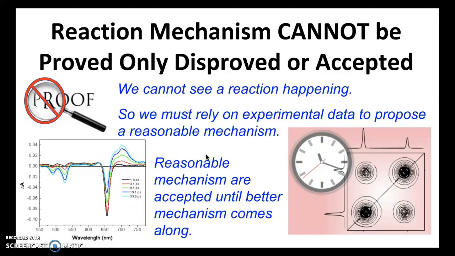And through this data, future scientists will come and provide data that supports that mechanism, or provide data that says that mechanism is no longer valid. So that's something to keep in the back of your mind. That's why you'll see a bunch of different mechanisms proposed for a single reaction, because you can't really prove them, only disprove them.